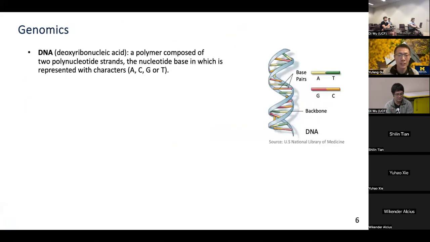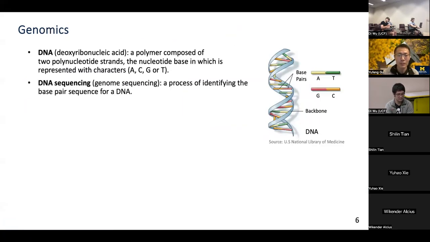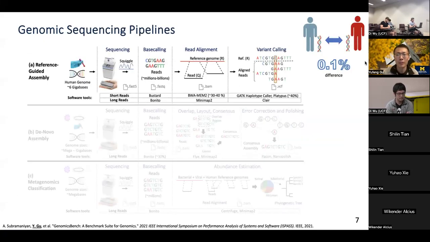So first, let's look at some background. DNA is a polymer composed of two strands. Each nucleotide base is represented by ACGT characters. DNA sequencing is a process of identifying each of the base pairs within these DNA strands. Here are some commonly used genome sequencing pipelines.